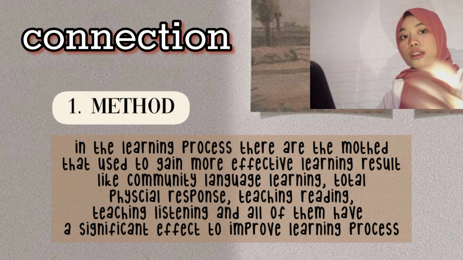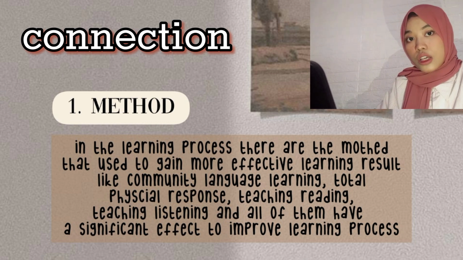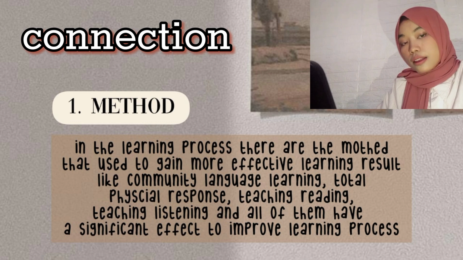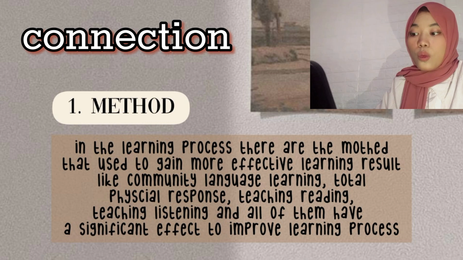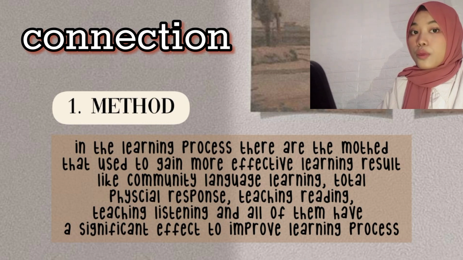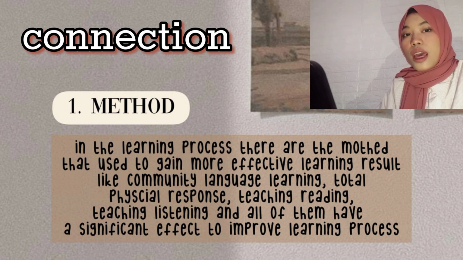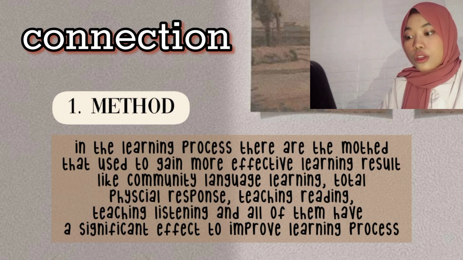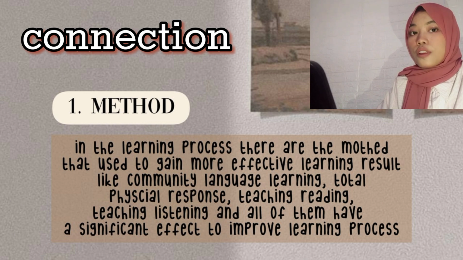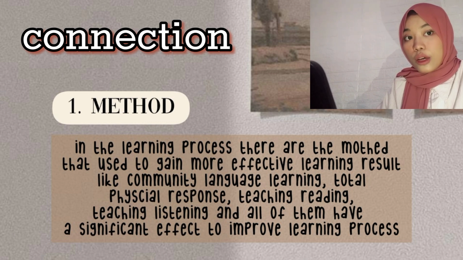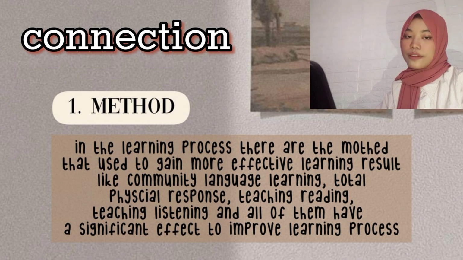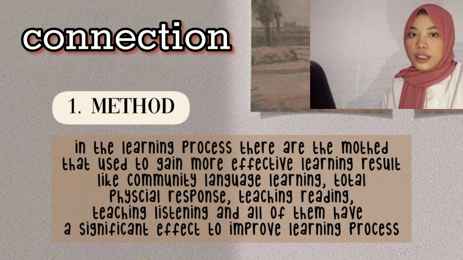And now I will connect all of the articles. So as you can see, all of the articles that I have reviewed have a connection and relate to one another, where it's about the learning process. And the first is about the method. In the learning process, there are methods used to gain more effective learning results, like community language learning, total physical response, teaching reading, teaching listening, and all of them have a significant effect to improve the learning process.